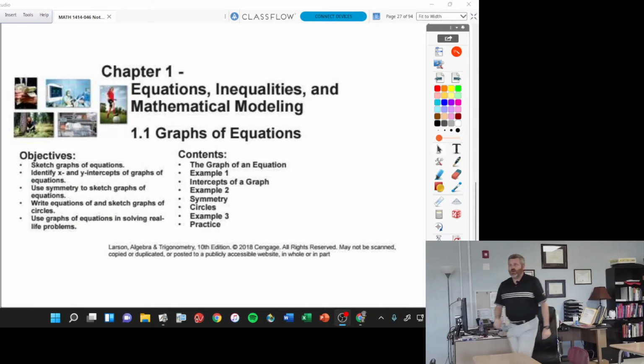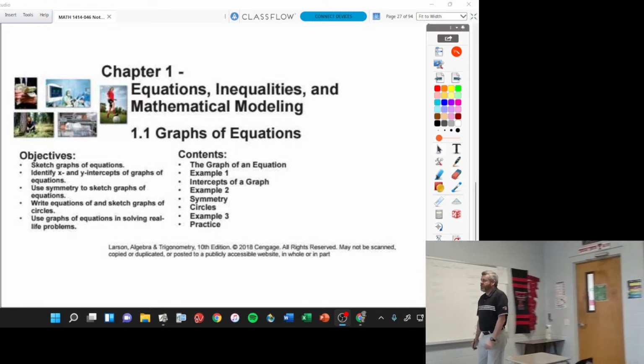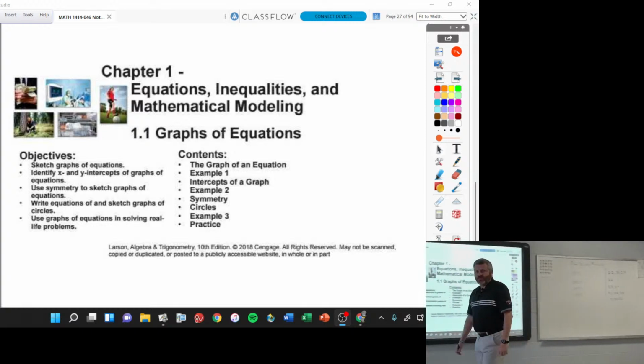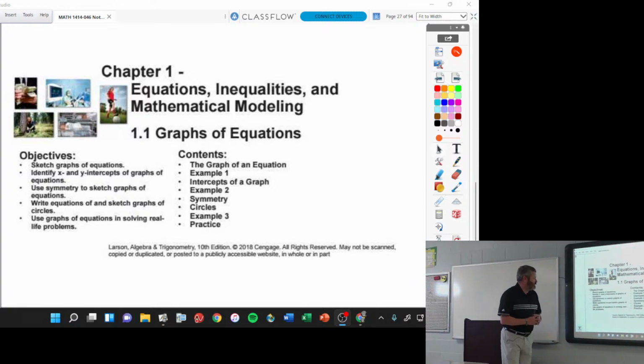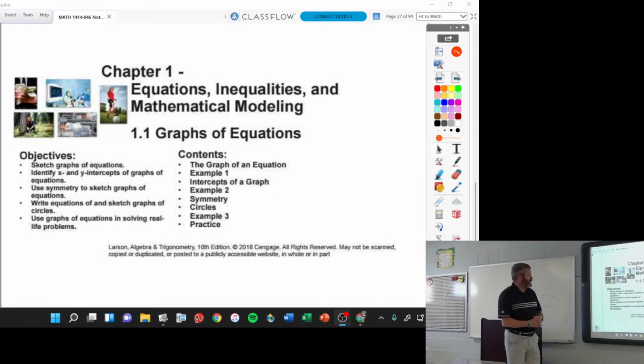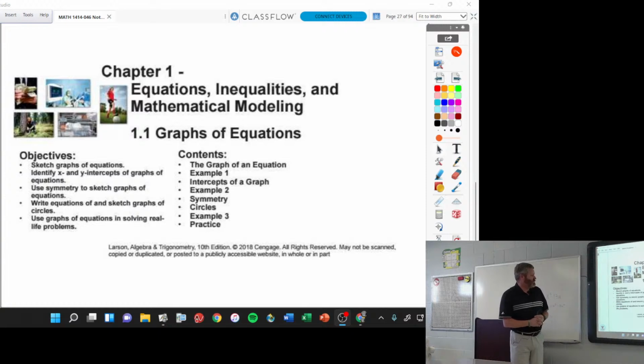Hello, today we're going to talk about section 1.1, graphs of equations. We're going to look at sketching graphs of equations. We're going to identify x and y intercepts, use symmetry to sketch graphs of equations, write equations and sketch graphs of circles, and use graphs of equations in solving real-life problems.